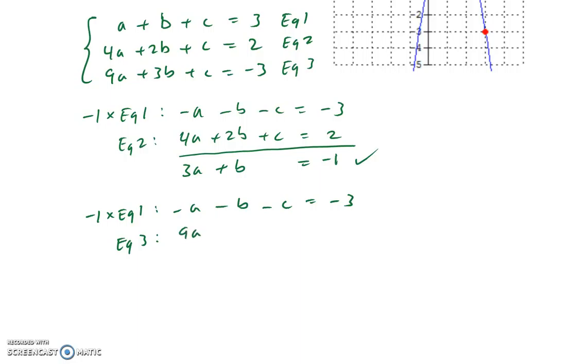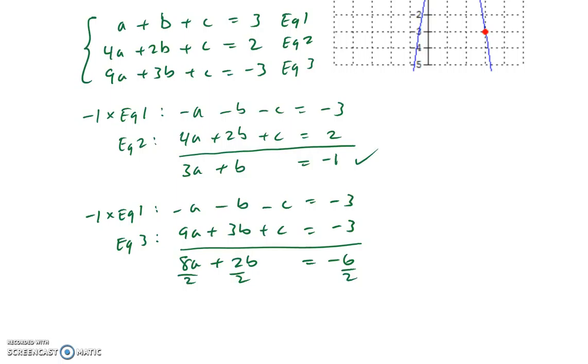That'll give me 9a plus 3b plus c equals -3. Okay, adding, minus a plus 9a is 8a, minus b plus 3b is plus 2b. The c terms cancel, as they should, and -3 plus -3 is -6. Now, I can simplify that a little bit because every term has a factor of 2. So if I divide that out, it gives me 4a plus b equals -3.